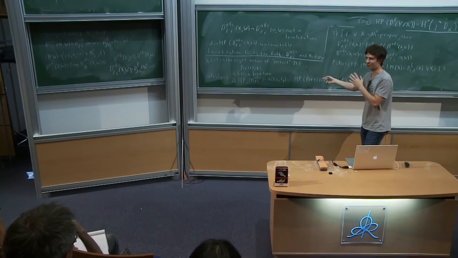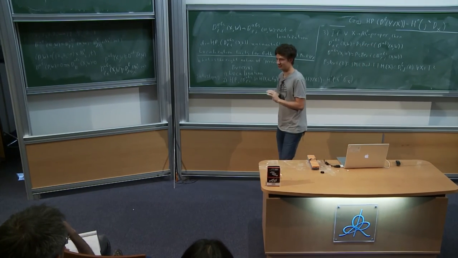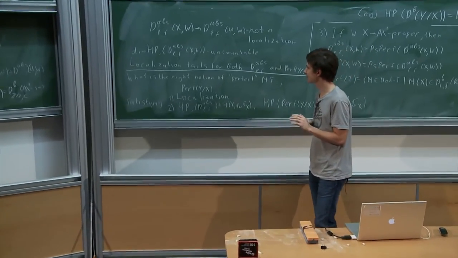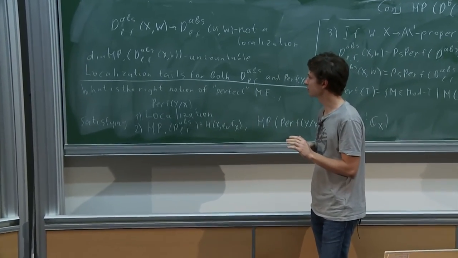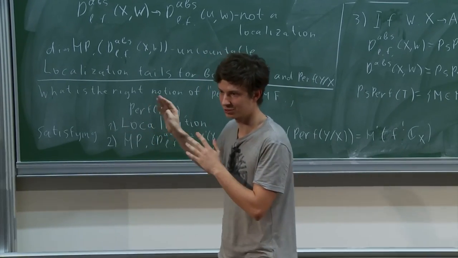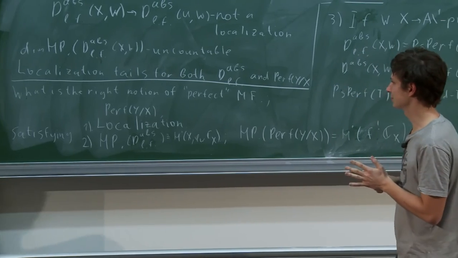However, this is the question at least: what should be the right answer? At least this means that the picture for matrix factorizations is far from being similar to the picture of just varieties.